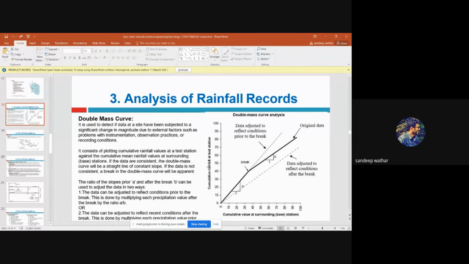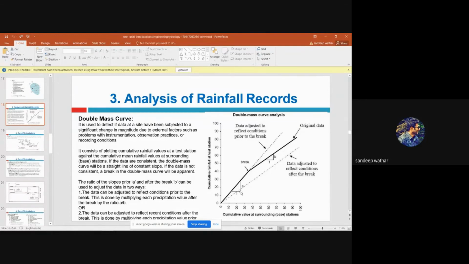This is the cumulative rainfall at a test station. Test station is the station where we do not have a record. Okay. Cumulative value of surrounding base stations. Okay. These are the cumulative values of surrounding base stations, whichever stations that we consider. Okay. All right. Now see here.